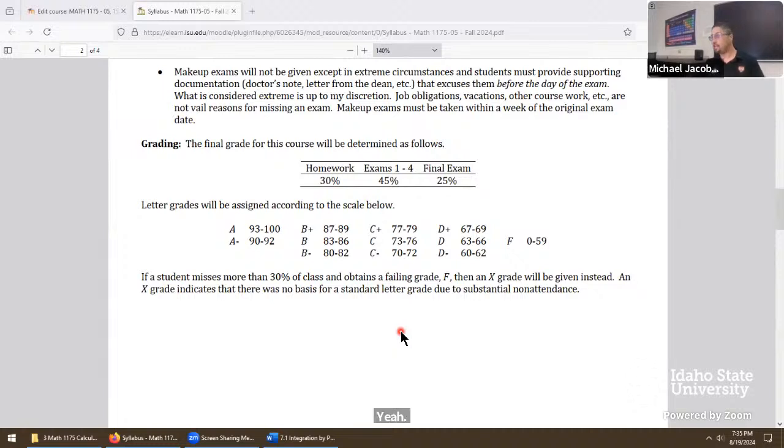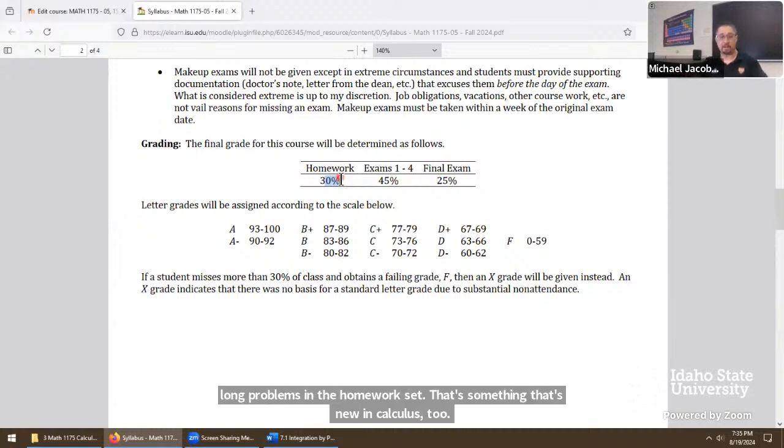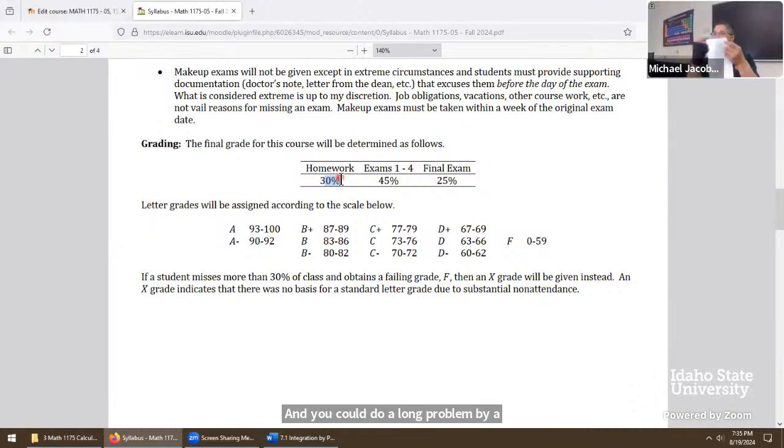Yes, absolutely. I have some pretty long problems in the homework set. That's something that's new in calculus too. And you could do a long problem. By a long problem, I really mean sometimes it's a whole page. Your answer could be totally wrong at the very bottom, but you might get almost essentially all the credit if your process is right, but maybe some of your numbers got a little bit flipped.